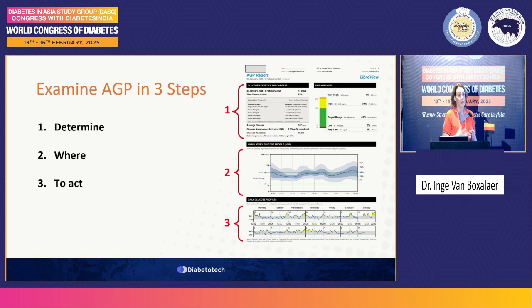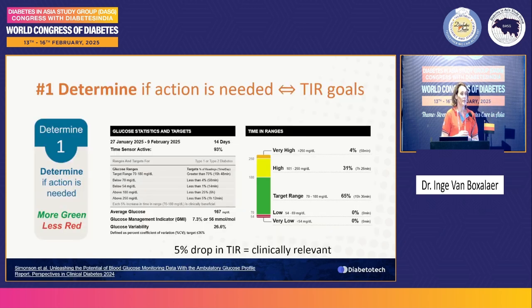So if you have reliable data, how do you interpret the report? This is the structure that has been recommended. It's in 3 steps: determine, where to act, and it's similar to the 3 panels of the AGP report. Determine is the first step for the top panel. It's determine if action is needed, which is easy because if no action is needed, the consultation can move on and you can just congratulate your patient and motivate them to keep doing their best.